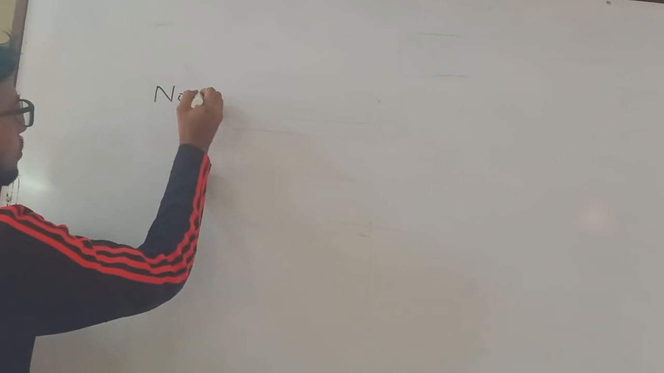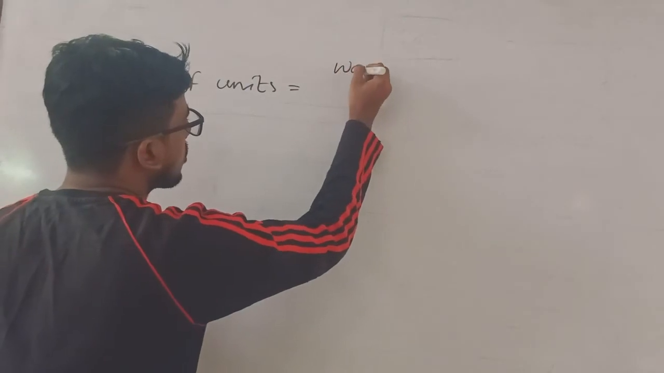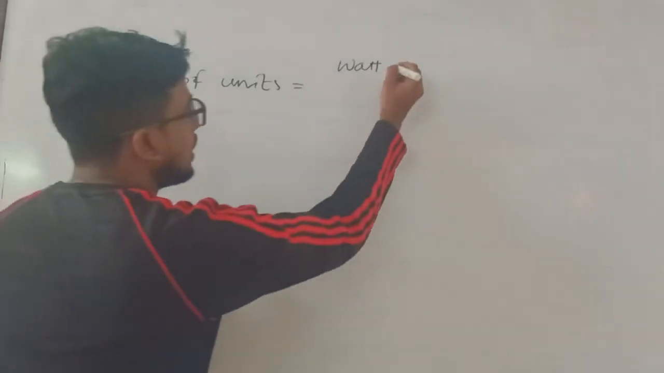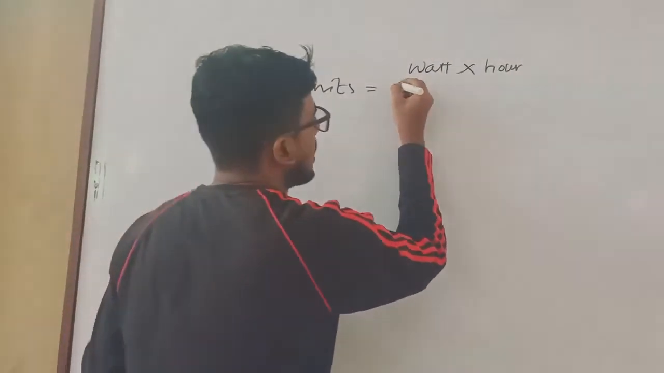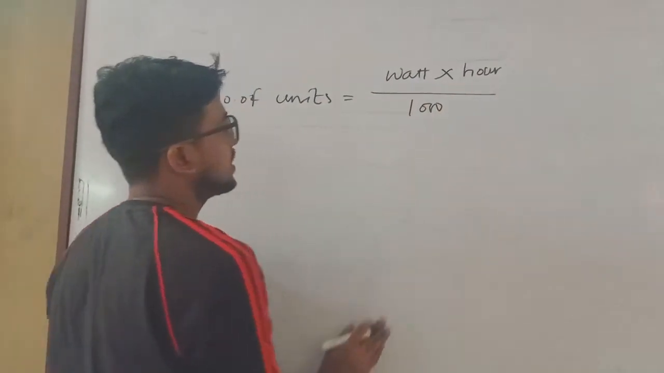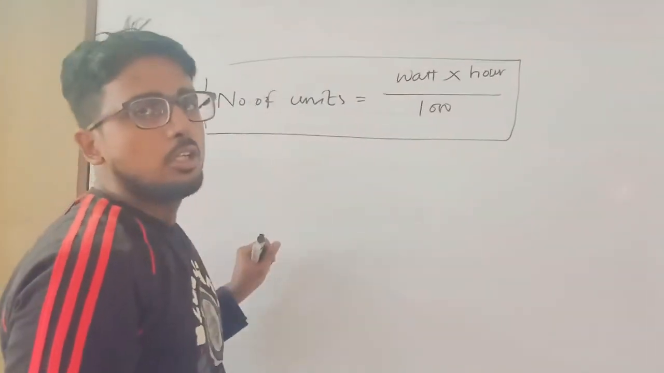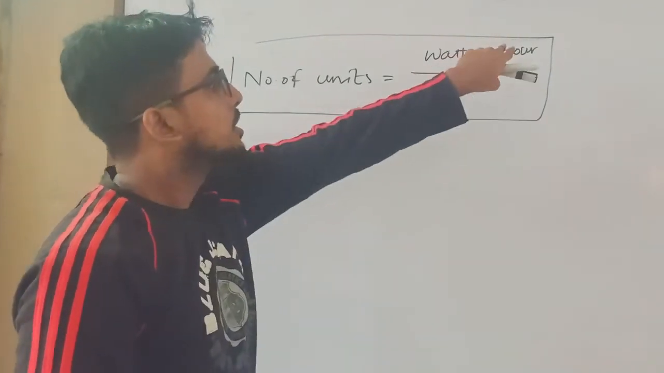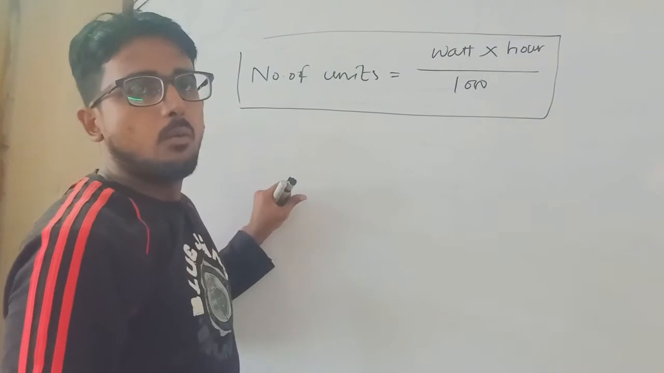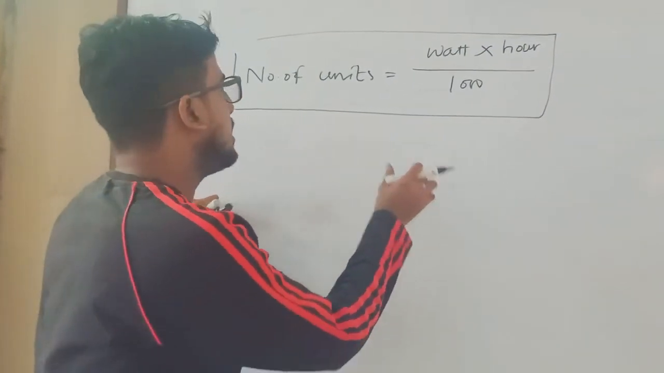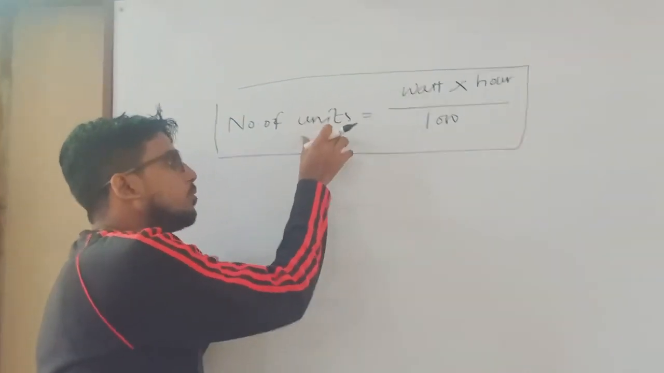So the number of units will be the total watt, or the total power we are consuming, into the total hours for which we are consuming the power, divided by 1000. This is the formula for calculation of the number of units. If we are using 600 watt for 3 hours, then we put 600 watt into 3 hours divided by 1000. This will be the number of units, and after calculating it, we have to multiply it with the price.